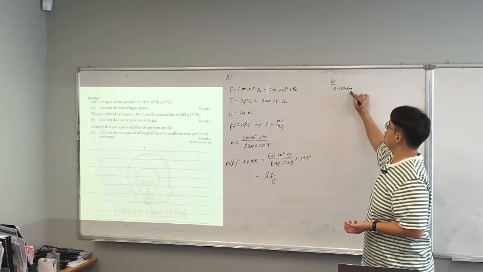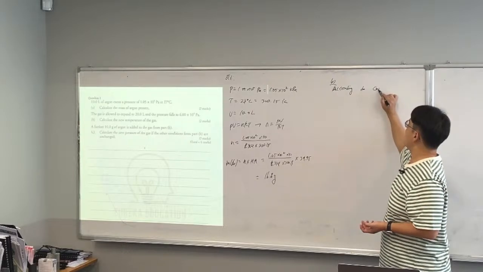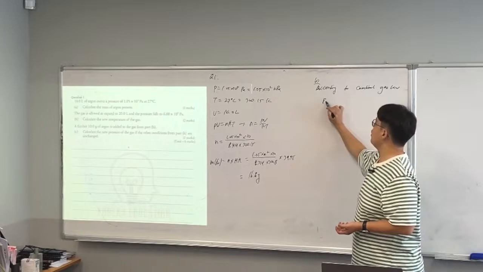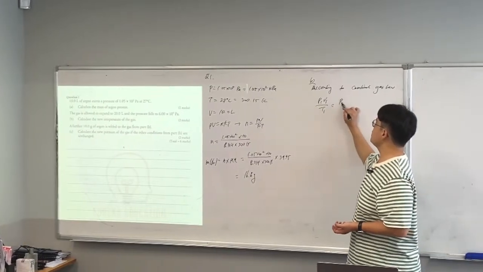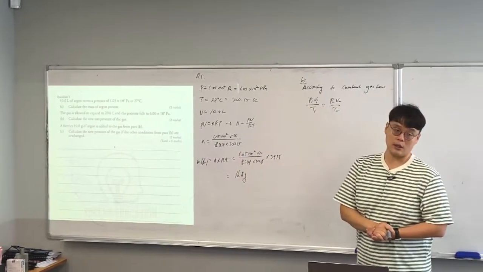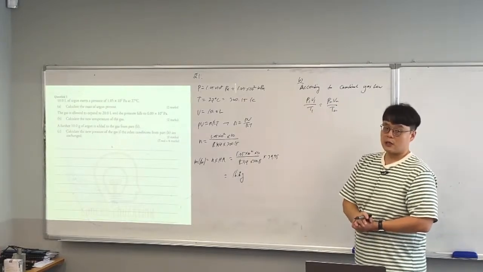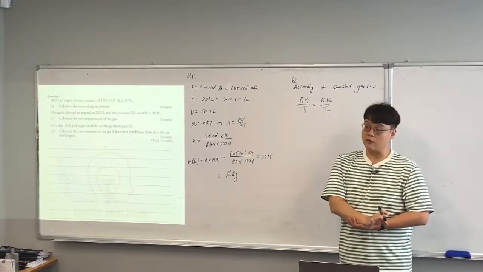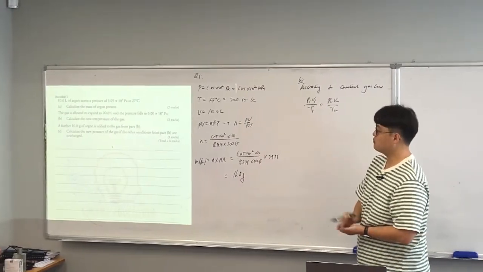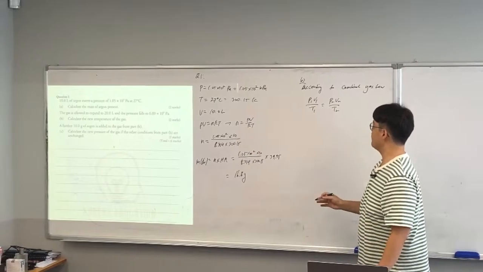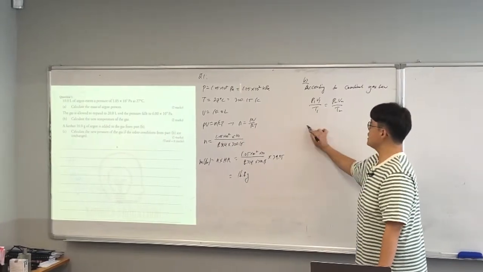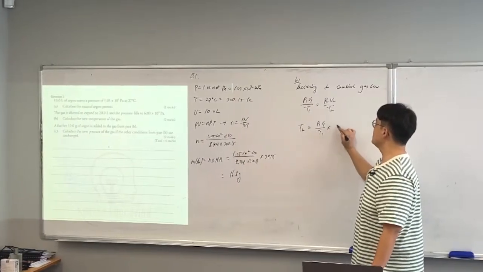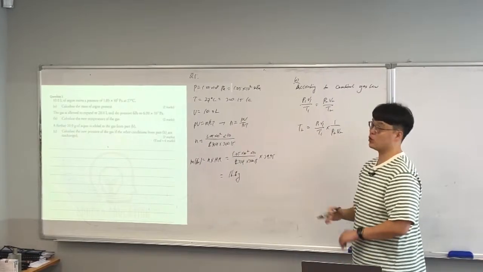So according to the combined gas law, P1 V1 over T1 is equal to P2 V2 over T2, like that. For this kind of question, except the ideal gas law, for all other gas laws, you do not need to convert the unit to SI. So you can just keep the unit of Pascal if you like. It just doesn't really matter for this. We need to find the new temperature. So T2, the new temperature, is P1 V1 over T1 times 1 over P2 and V2.